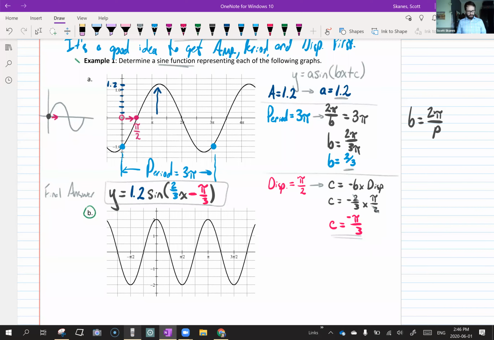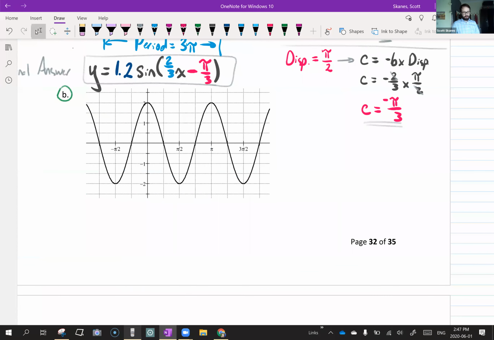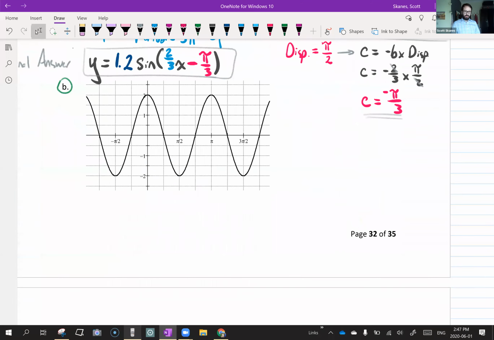All good? Is there anything I can clarify for this one before I do another example? Cool. I'll do another one. We'll find the same pieces. In fact, I want you to try it. They should only take you like a couple minutes. So I'm going to give you 2 minutes to see if you can come up with at least amplitude, period, and displacement, and even better if you can come up with the whole equation. Okay? Take 2 minutes.